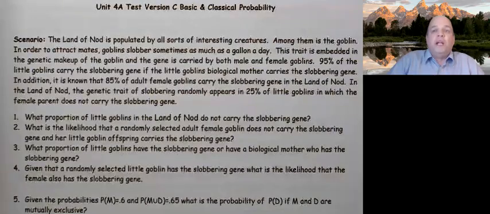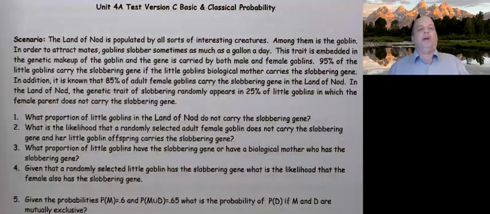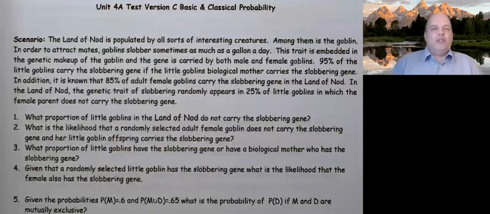If not, excuse me, 95% of the little goblins carry the slobbering gene if the little goblin's biological mother carries the slobbering gene. In addition, it is known that 85% of adult female goblins carry the slobbering gene in the land of Nod. In the land of Nod, the genetic trait of slobbering randomly appears in 25% of little goblins in which the female parent does not carry the slobbering gene.